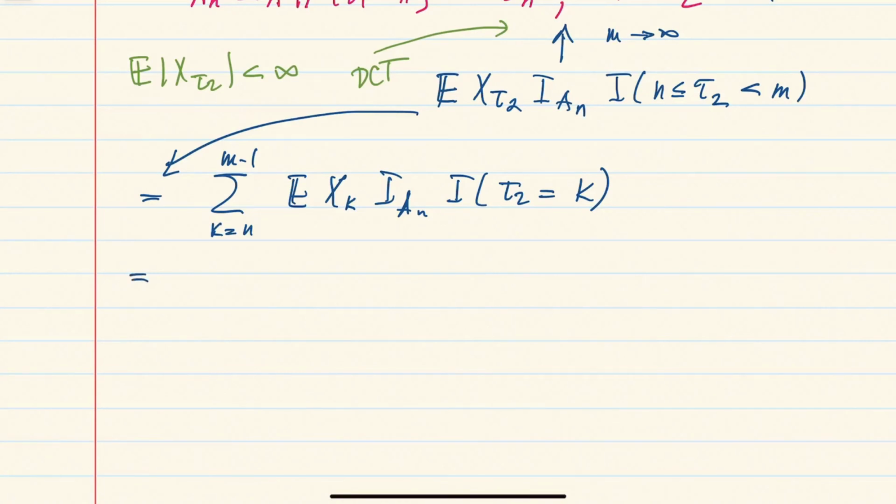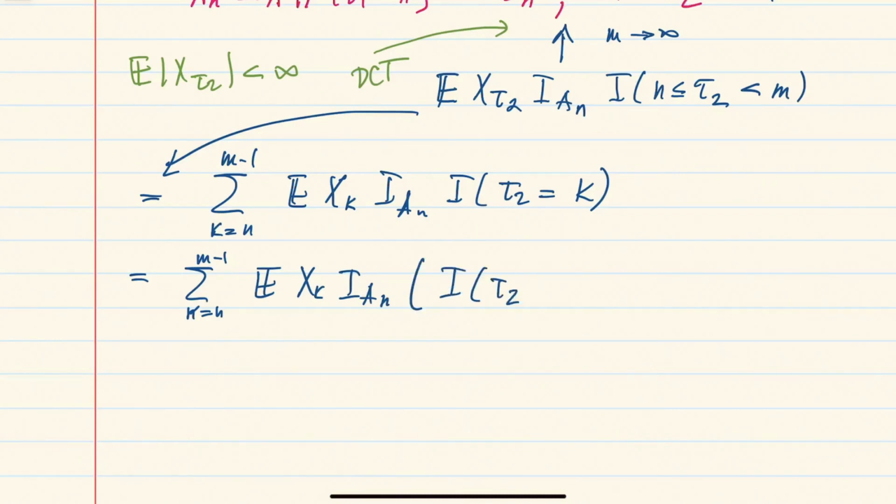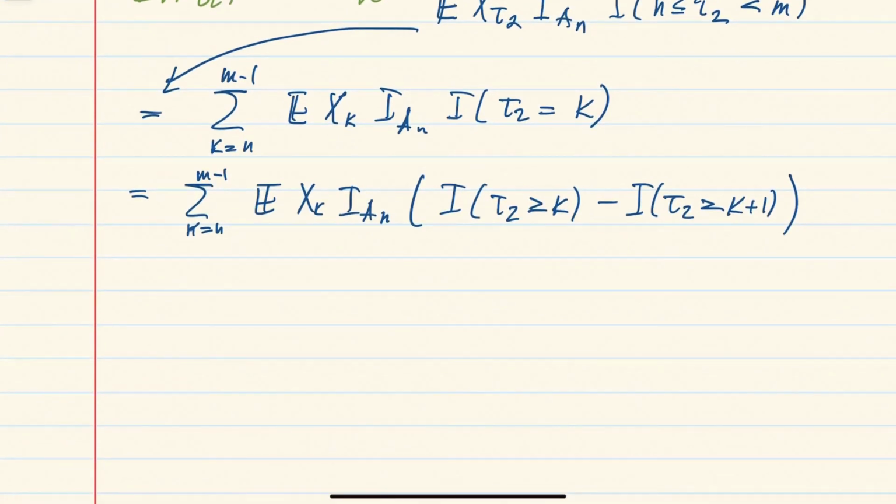And the main trick in this proof is to write this indicator as the following, as the same difference of indicators that we wrote above. Namely, indicator that tau2 is greater or equal to k minus indicator that tau2 is greater or equal to k plus 1. And then we are going to break this into a difference of two integrals. But in the second one, we will notice that the set tau2 greater or equal to k plus 1 is actually in the sigma algebra Bk, just like we have seen before, because the complement of this set is tau2 less than or equal to k. So that's in Bk.